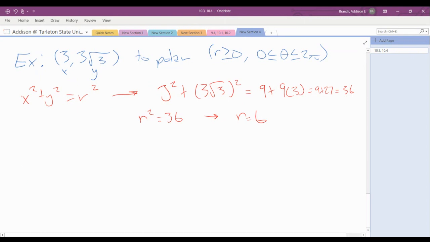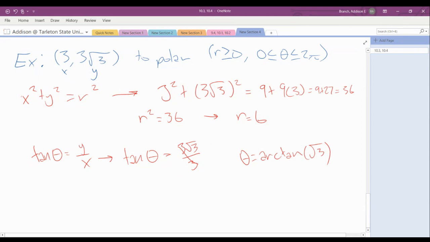And then now we need to find our angle. We also have a pretty simple formula for our angle, which is that tangent of theta is equal to y over x. So we can plug that in. Tangent of theta is equal to 3 square root of 3 over 3. We can cancel that out to get square root of 3. So then theta is the arctangent of square root of 3.